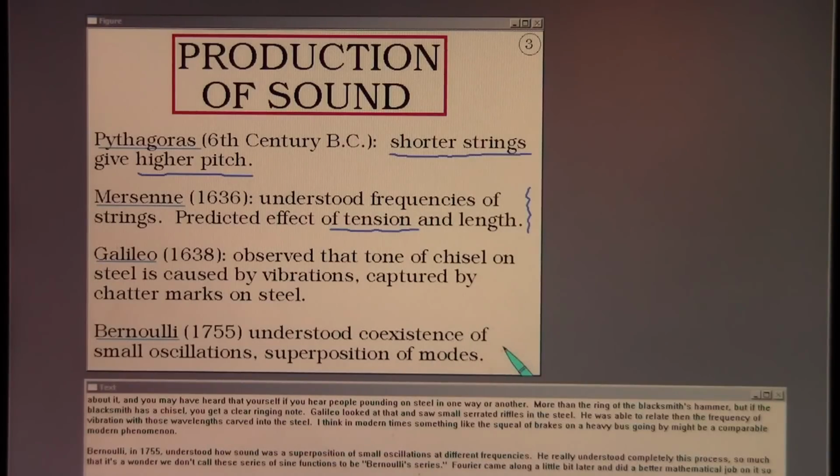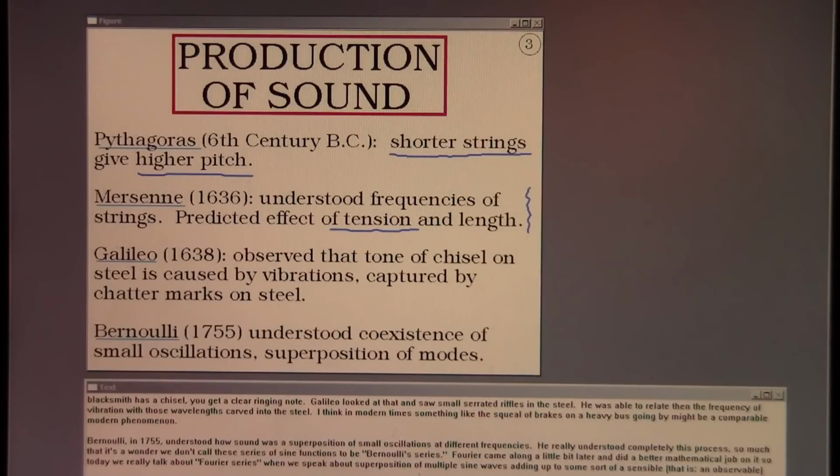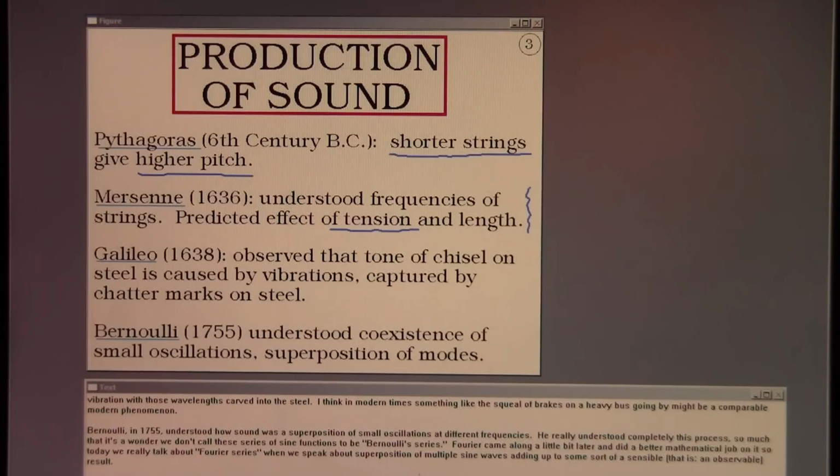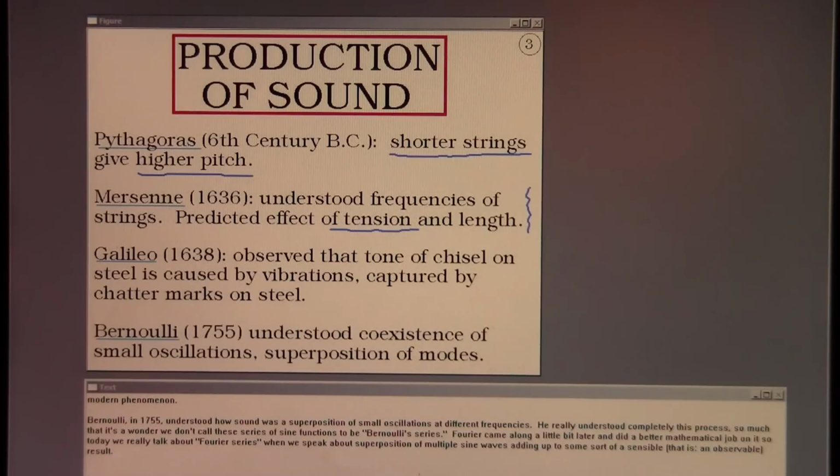Bernoulli, 1755, understood how sound was a superposition of small oscillations at different frequencies. He really understood completely this process so much that it's a wonder we don't call these series of sine functions Bernoulli's series. But Fourier came along a little bit later and did a little better mathematical job on it, and so today we really talk about Fourier series when we speak about superposition of multiple sine waves adding up to some sort of a sensible, that is, an observable result.